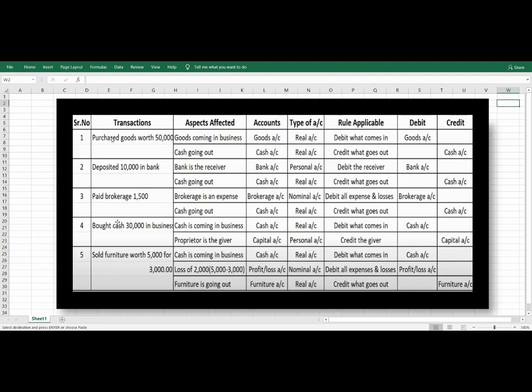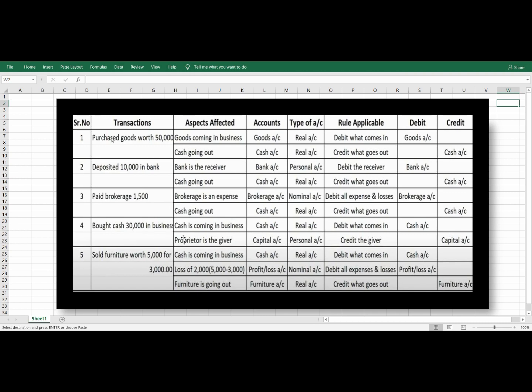Now let's check the fourth transaction. Bought cash 30,000 in business. Over here, the two accounts affected are cash account and business. Business is nothing but proprietor's capital, so it belongs to capital account. So the two accounts affected over here are cash account and capital account. Cash account is a real account, and as per the transaction, cash is coming in. So as per the real account rule, debit what comes in. So cash account will be debited.